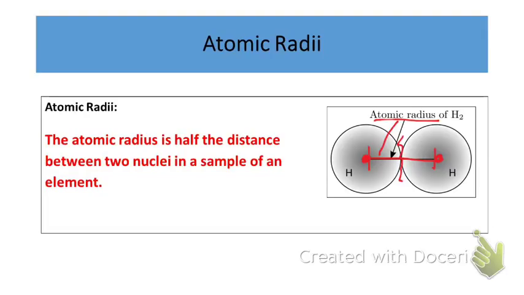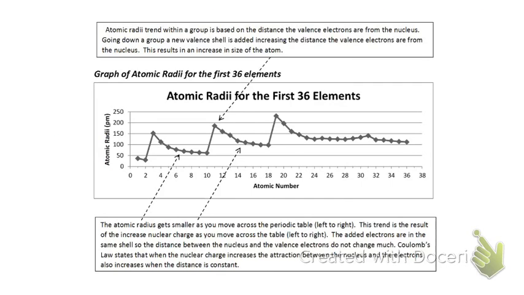pretty good job. So now that we understand what atomic radii is, we need to look at what affects the size of these atoms. What makes one atom bigger than another by its atomic radii? What are the influences of those? The bottom line comes down to Coulomb's law, really. And we need to apply Coulomb's law with effective nuclear charge to this idea of atomic radii size.